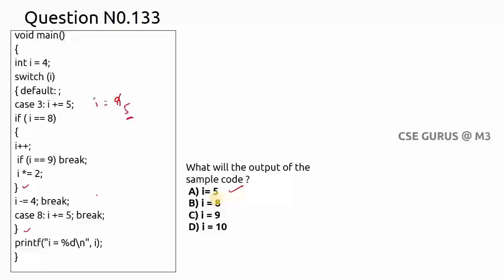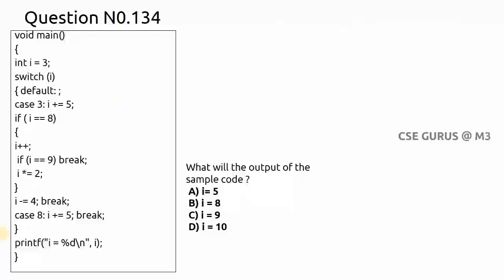So this is what happens when you write default in the starting. Anyway, if you write break here, these next lines will not be executed. Remember that point. I have not written break inside the default, that's why we are executing the remaining statements. Here the break is executed, that's why case 8 is not executed. If there is no break here also, case 8 also will be executed. So option A is correct.